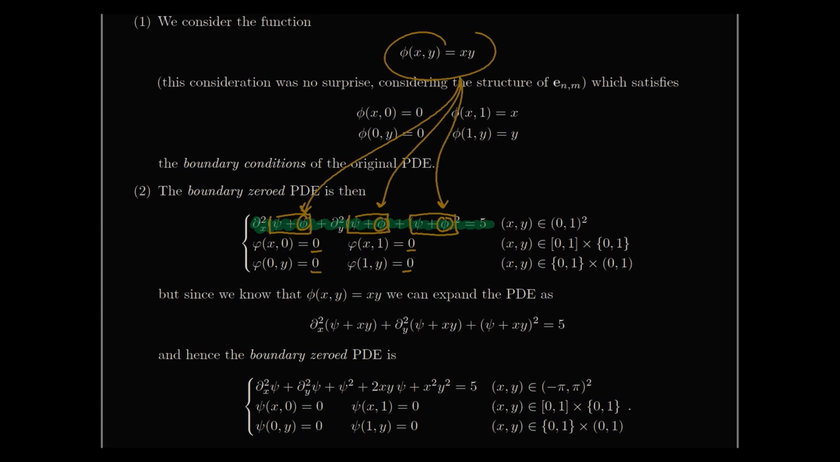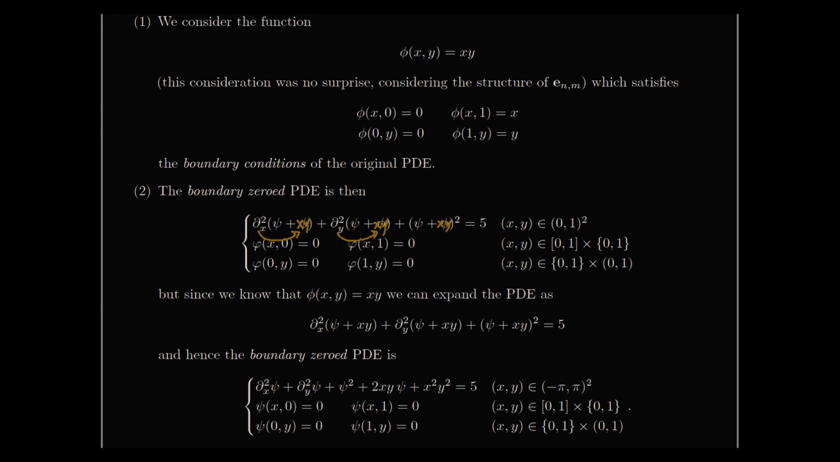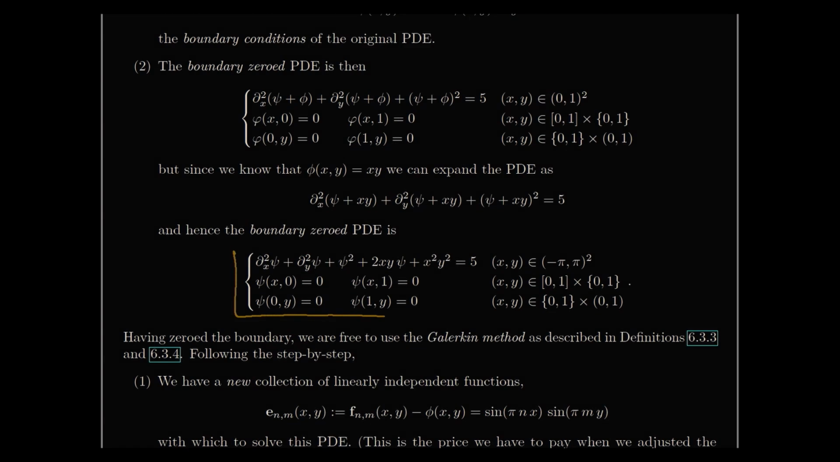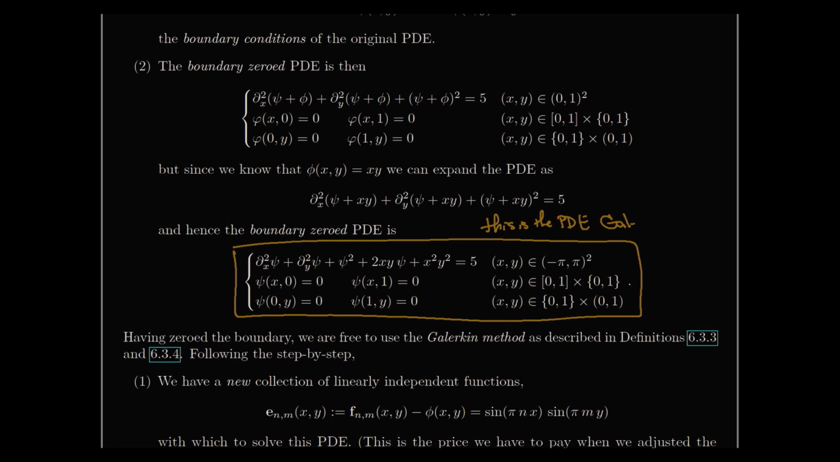If I want to make that first row of the PDE a little bit more explicit, I can actually replace xy in there, act that second derivative in x and y, and foil everything out. Thankfully 2 derivatives in x is gone, 2 derivatives in y is gone. Foiling is going to play some games. It's going to give me 2xy psi and x squared y squared. So that's actually going to be my zeroed PDE that results from boundary zeroing, and this is the PDE Galerkin can tell me about.